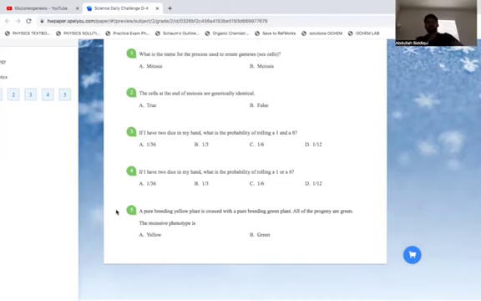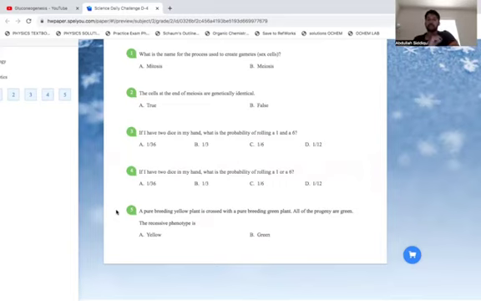Lastly, question 5 states a pure breeding yellow plant is crossed with a pure breeding green plant. All of the progeny are green. The recessive phenotype is what? So pure breeding basically just means homozygous. And homozygous means we basically have 2 identical alleles.